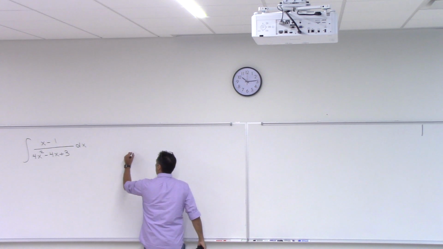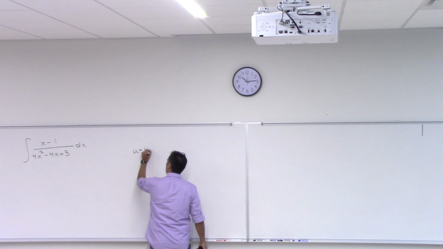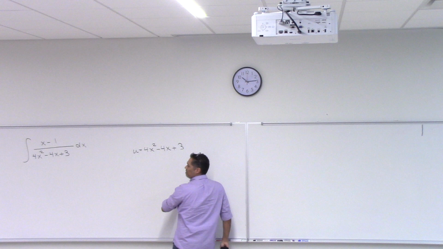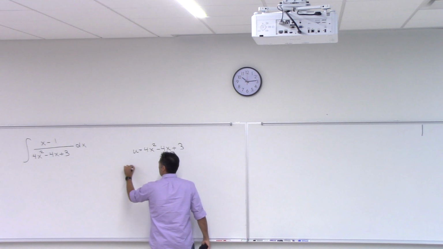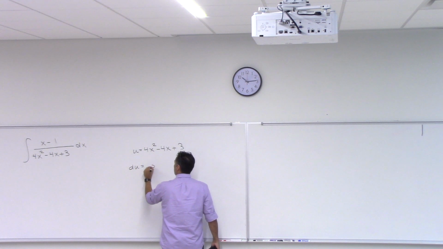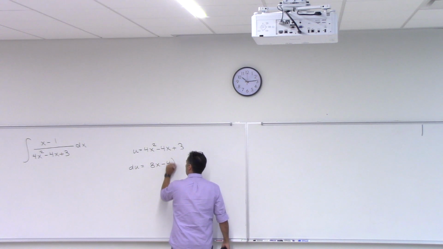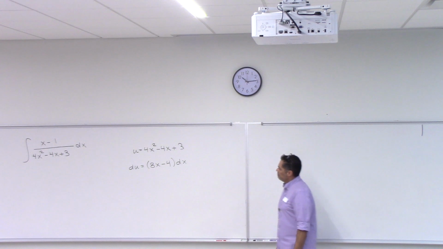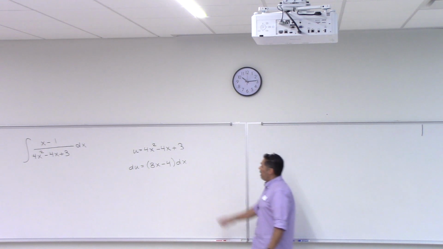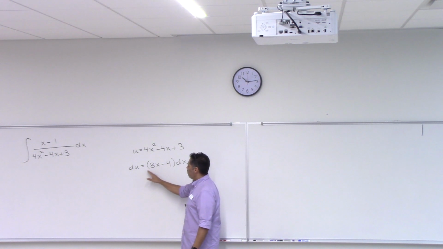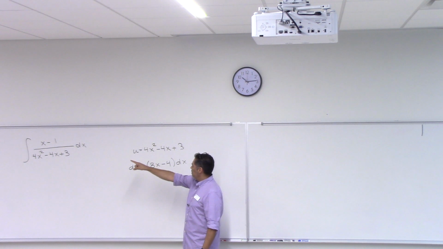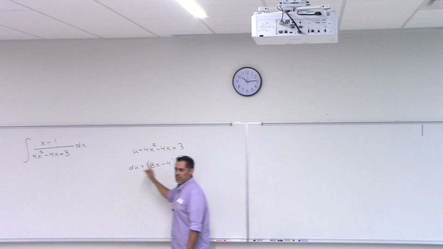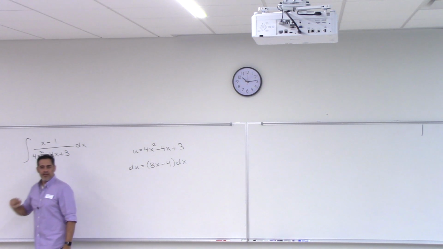Let's see. If I let u be equal to 4x squared minus 4x plus 3, the whole denominator, the derivative of that is what? 8x minus 4, all of that, right, dx. Is that what my numerator is? No? Okay, I could factor a 4 out, right? If I pull a 4 here, though, but is that going to be that? Even if I pull a 4, it's going to be 2x minus 1, right? And this is what? X minus 1, right?